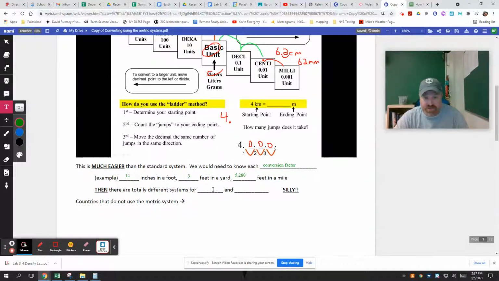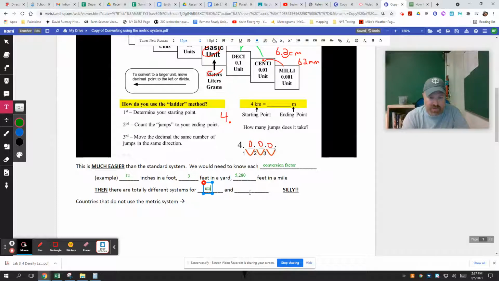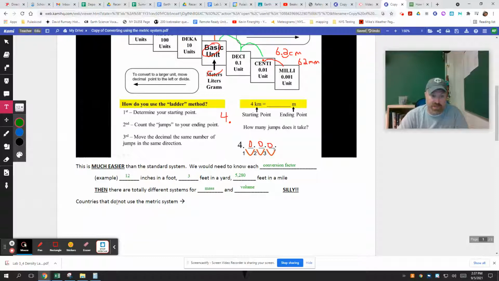And then totally different systems for mass, unrelated, no numbers relate to each other. And again, start all over with all new numbers to memorize. Volume. Silly. So what countries do not use a metric system? I'm not going to put it on here because it's in your lab. You're going to try to figure it out.